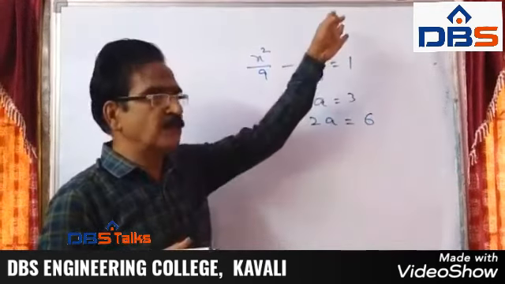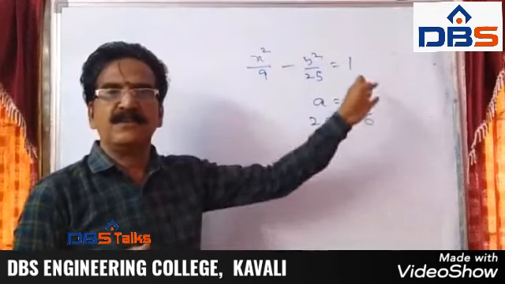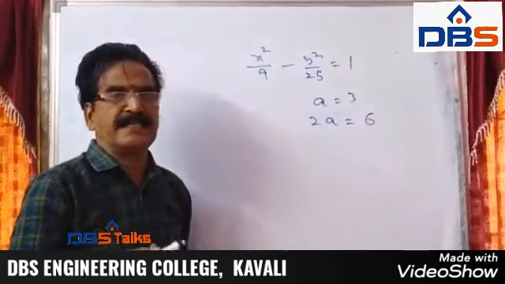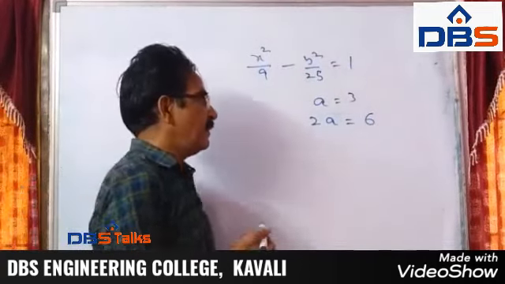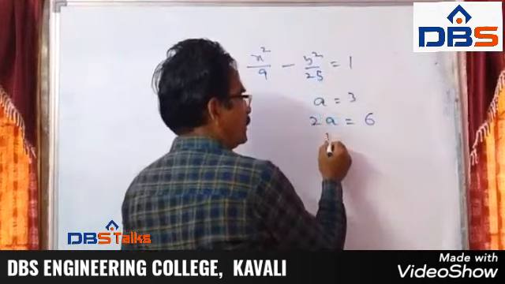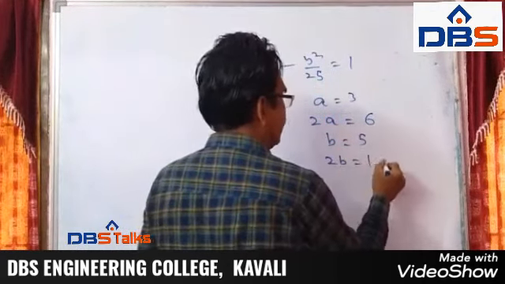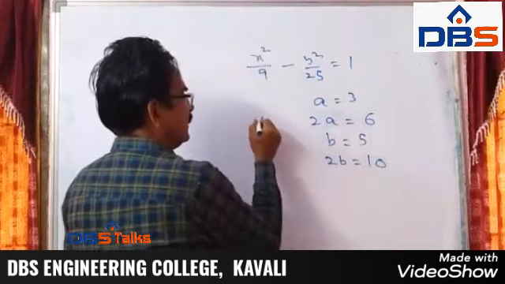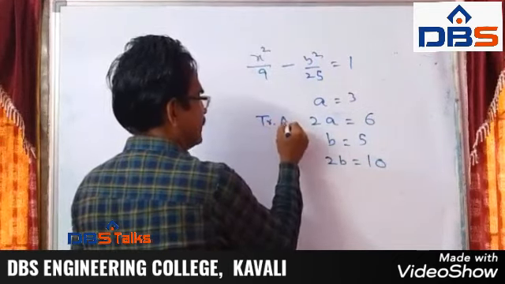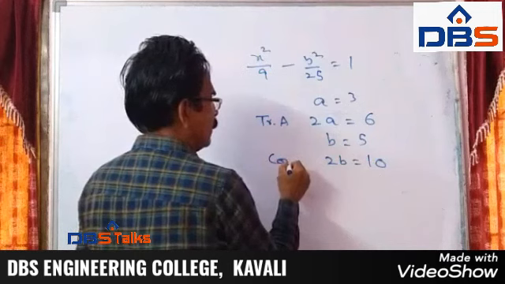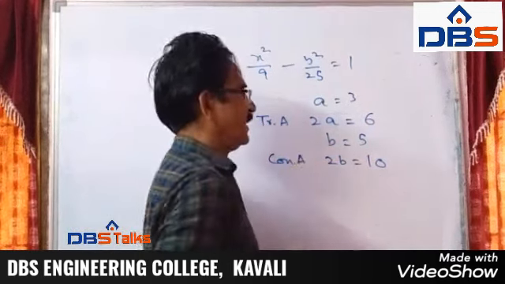And the length of the conjugate axis is 2b. b is equal to 5. So 2b is equal to 10. So this is the transverse axis length, and this is the conjugate axis length.